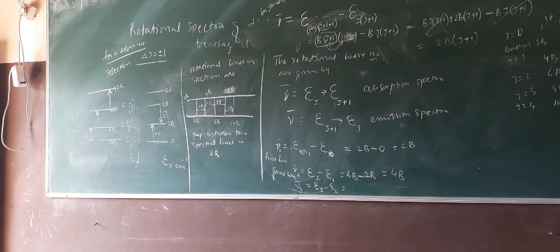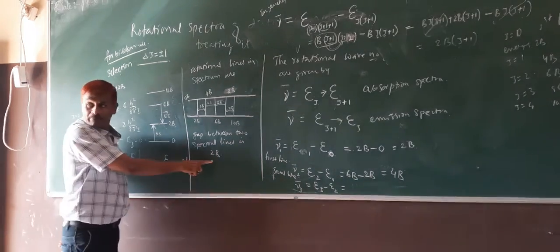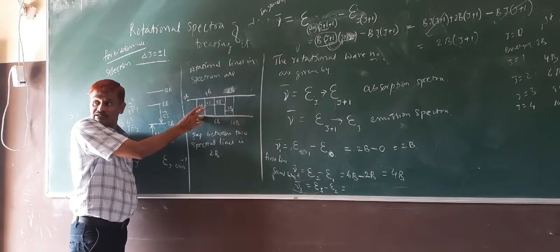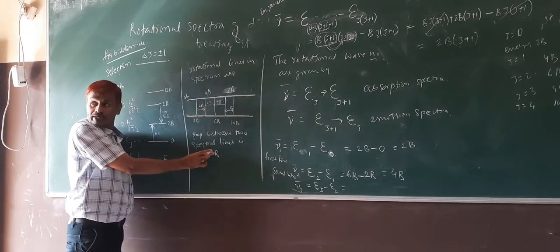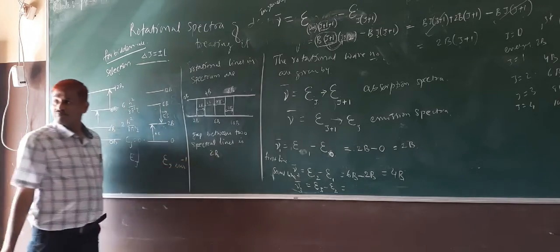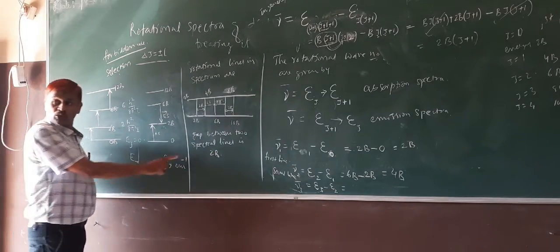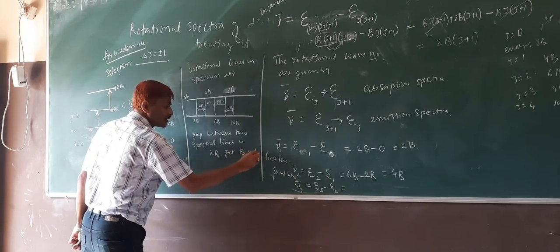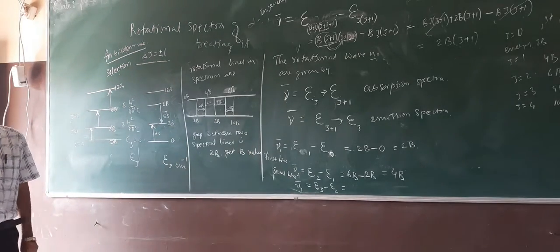You are getting the spectrum, you may be observing absorption or you may be observing emission. In general, we observe the absorption spectrum and we measure the frequency difference between two lines, and that is equal to 2B. Experimentally you have to measure this, and that is equal to 2B. From that you can find B. Once we know 2B, we get the B value.